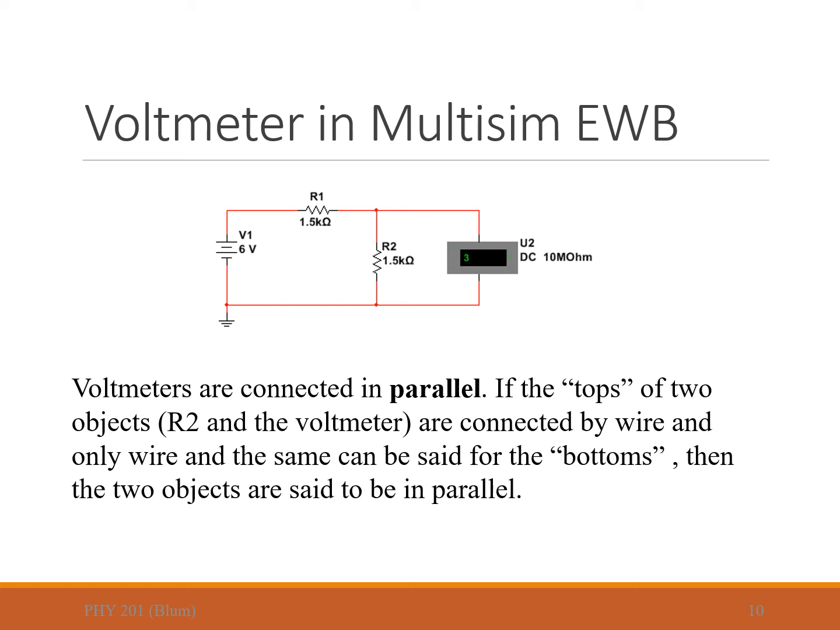We see also that we have a voltmeter, and there's a connection of wire. The red is representing wire. There's a connection of wire on the top side of the resistor R2 and the voltmeter. And there is another wire that connects the bottoms. And when you have a connection on one side of a wire and a connection on the other side of a wire, then the two objects are said to be in parallel. So the resistor R2 and the voltmeter are in parallel.